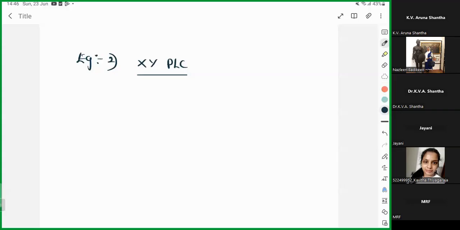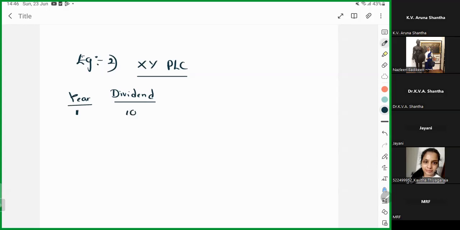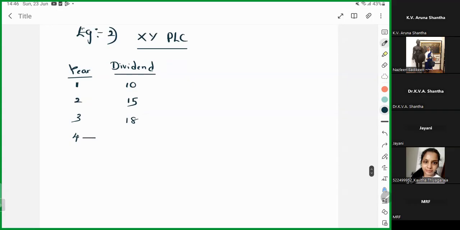Let's say your assumption is that the company would pay dividend per share, in the next year, 10 rupees. In the following year, in 2 years' time, 15. In 3 years' time, 18. After that, dividend increases at the rate of 5% from the 4th year onwards. So this is your assumption about the pattern of dividend.